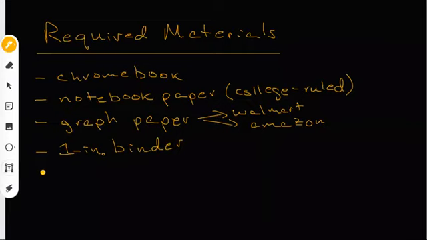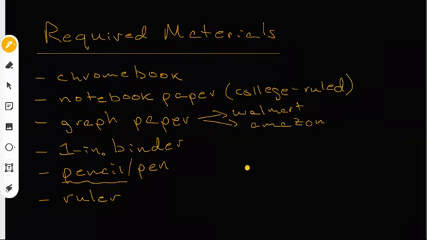And then the last two things you're going to need is obviously a pencil or a pen. I prefer pencils, but whatever. And then the last thing is a ruler for when we start graphing. And those are the required materials. That's pretty much it. I'll keep that up there for a few moments, so if you're copying that down, you can get that. But if you don't get it, you can find it in the syllabus later.